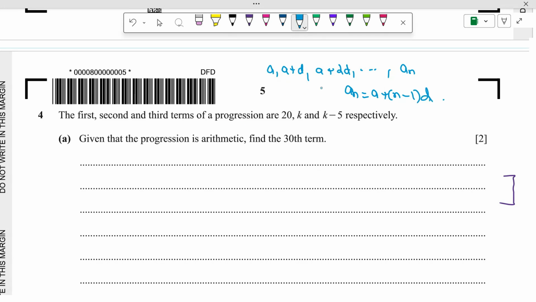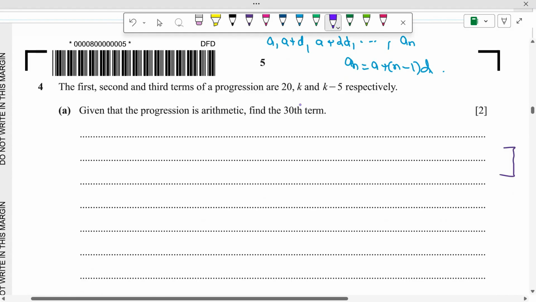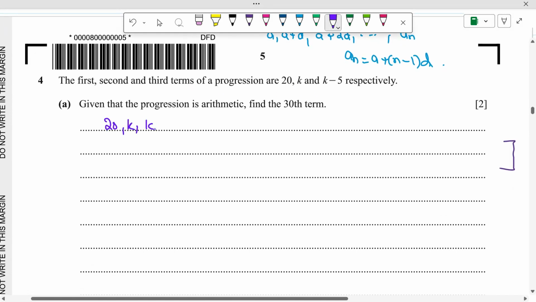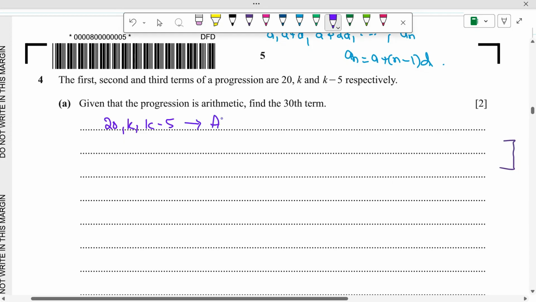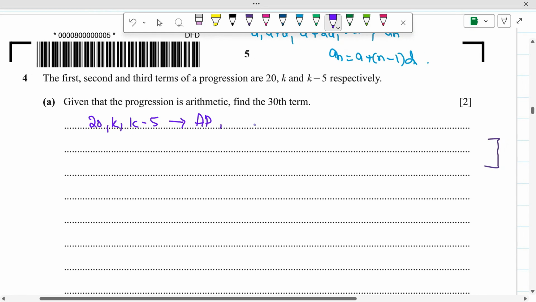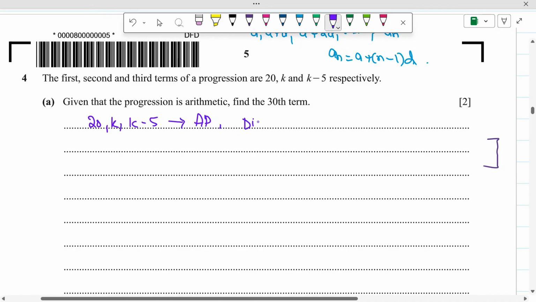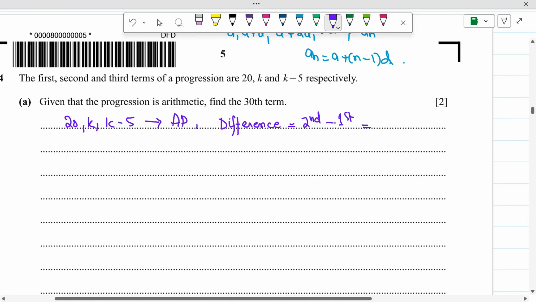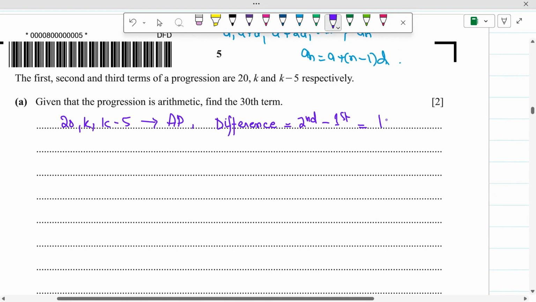And in an arithmetic progression, the difference should be the same. So the given three terms are 20, k, and k minus 5. If it is an arithmetic progression, then the difference will be the same. So first we find the difference so that we can find the value of k. The difference is second term minus first term, so k minus 20, which is d.